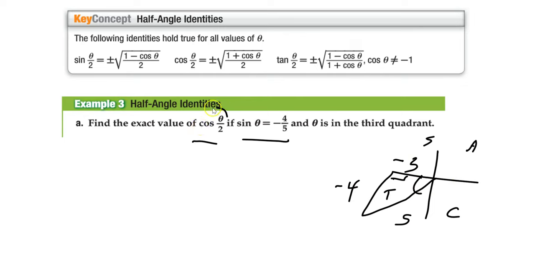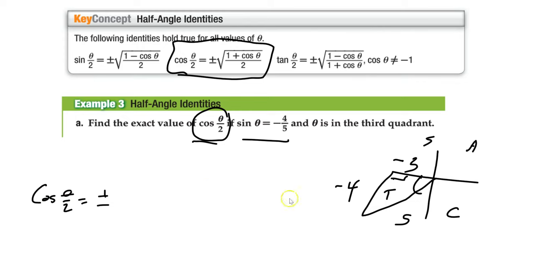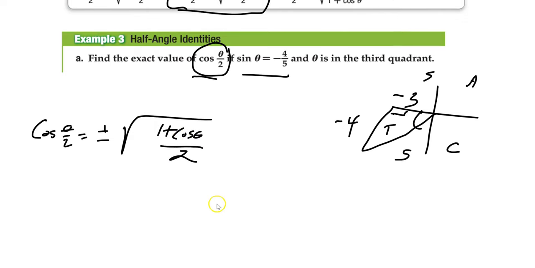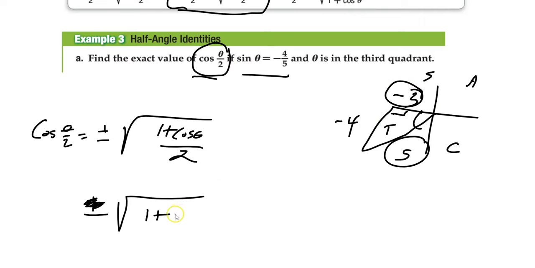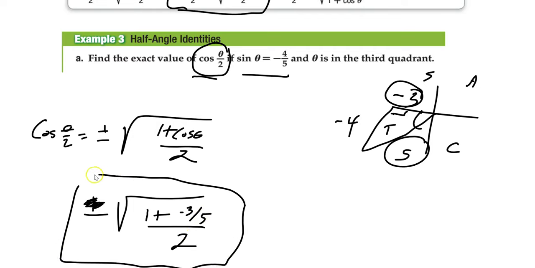Now they want me cosine of theta over 2. So I'm going to look over here. The formula for that is plus or minus, depending on what quadrant you're in. We're in quadrant 3, so it's going to be minus, the square root of 1 plus cosine theta over 2. So let's plug our stuff in. Plus and minus. Actually, let's put minus. We're in quadrant 3. 1 plus, now cosine theta, again, just plug that in. What's cosine of this thing right here? Adjacent over hypotenuse. Negative rad 3 over 5, all over 2. And that's the answer.